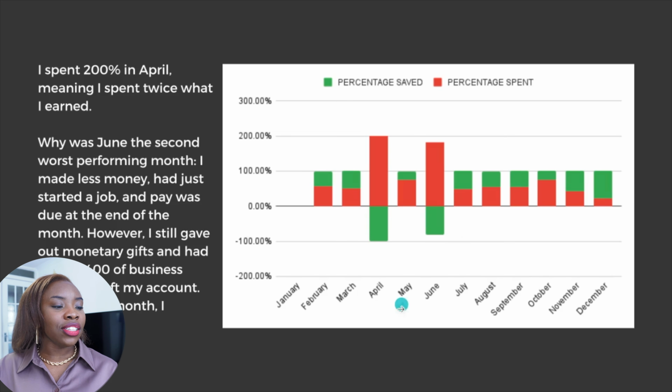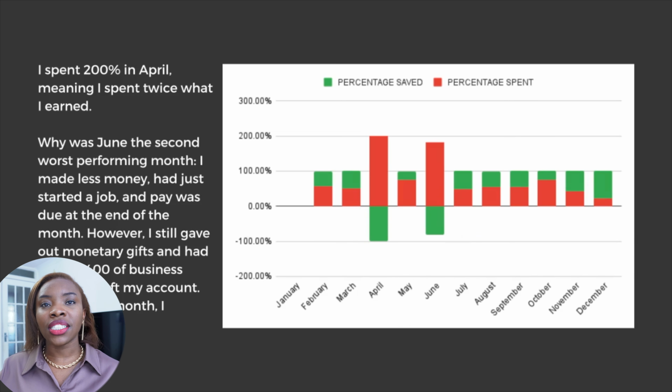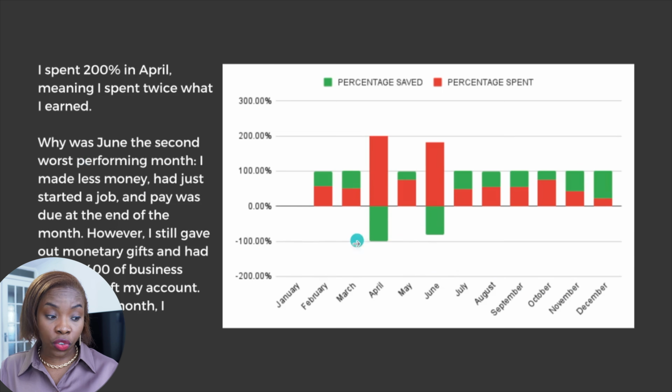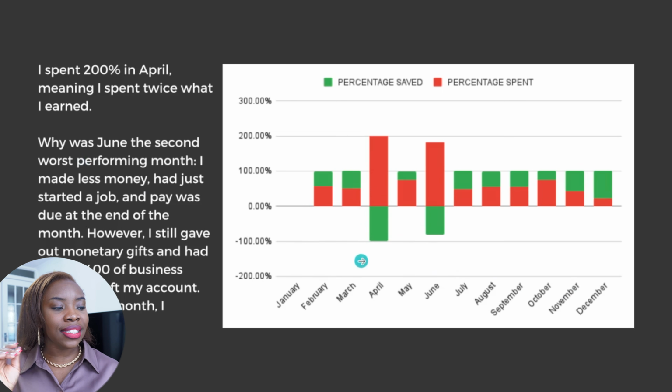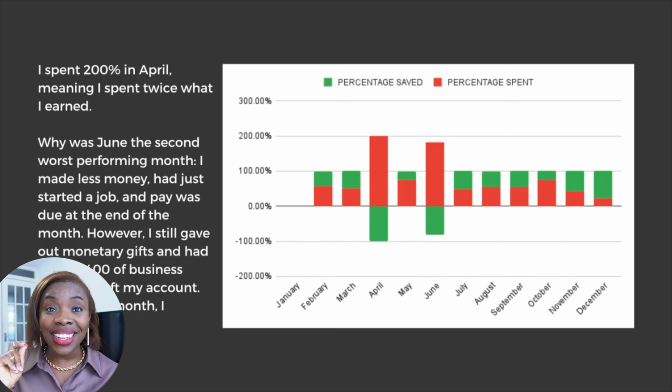Okay, so now this is just to give it percentages. I might look at that previous chart and be like, oh yeah, I saved a lot in December, I saved a lot in November, but what is the actual percentage of my earnings that I saved? What we can see from this chart, first of all, let's look at April. April shows that I spent 200% of my earnings. What that means is I spent twice the amount I earned that month, which is absolutely insane. So for example, if my salary is £1,000, it means in April I spent £2,000. That puts me in a deficit. That means I spent way more than I earned, which is not the way to go.